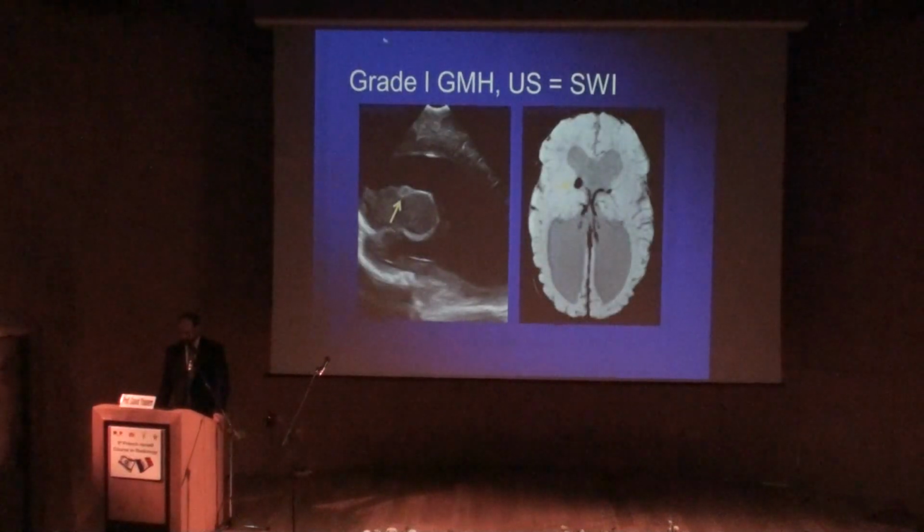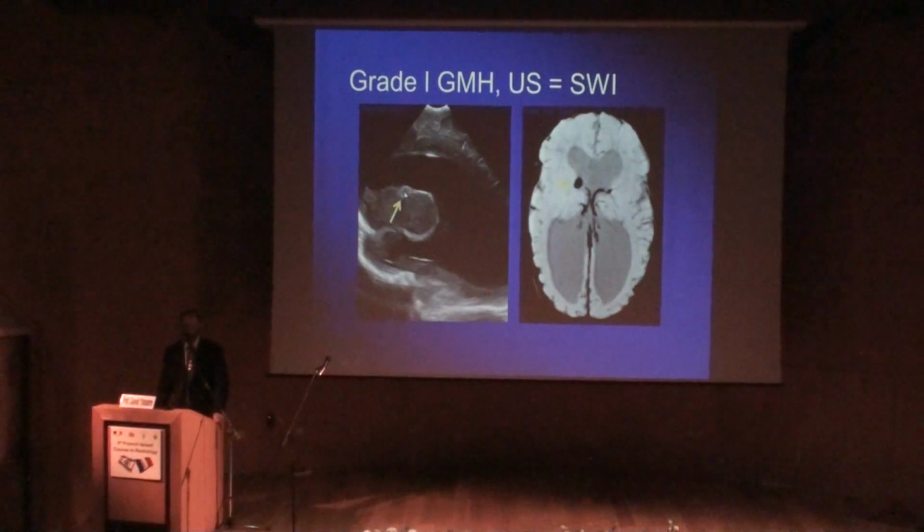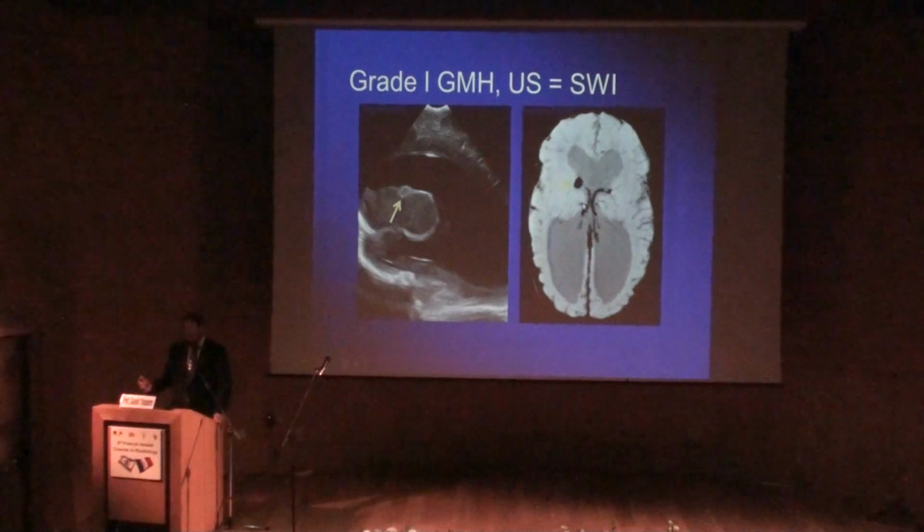So here, for example, is a grade 1 germinal matrix hemorrhage that most people would identify on the neonatal ultrasound. This is the analogous finding on susceptibility weighted scanning. We said this was graded as equal.